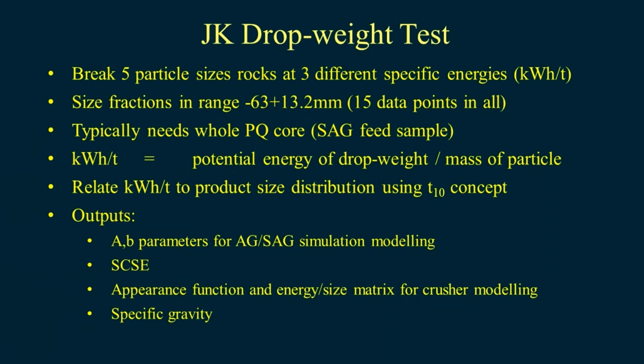The outputs of those tests are the A and B parameters, and that's used for AG and SAG mill modelling. There's something called the SCSE, and I'm going to talk a little bit about that because that's a fairly recent innovation. There's an appearance function, which is a modelling term, and there's an energy size matrix for crusher modelling. And last but not least, actually a very important attribute, I'm surprised so many metallurgists ignore it: specific gravity. It is very, very important.